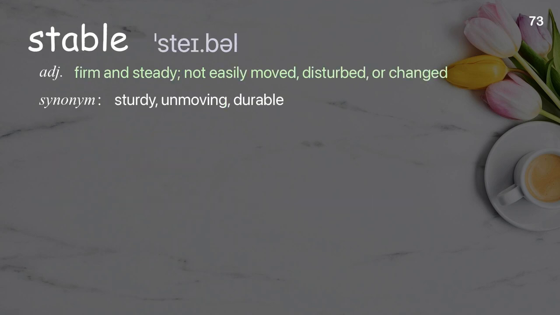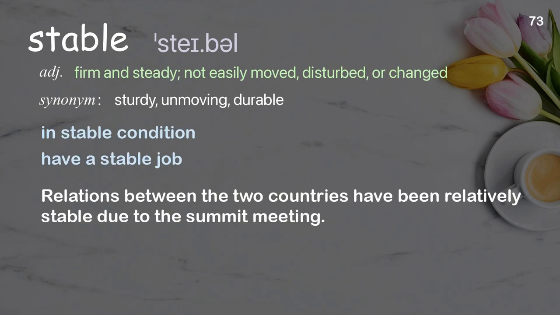Stable: firm and steady, not easily moved, disturbed, or changed. Examples: in stable condition, have a stable job. Relations between the two countries have been relatively stable due to the summit meeting.